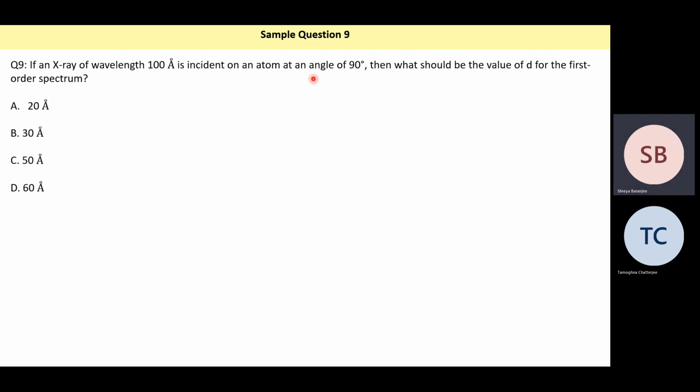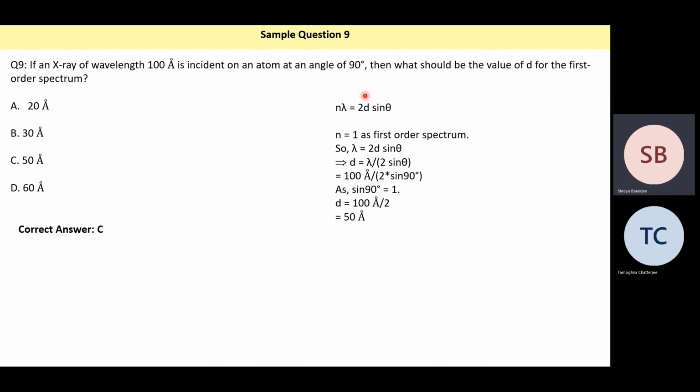The next is a mathematical question. So if an X-ray of wavelength 100 angstrom is incident on an atom at an angle of 90 degree, then what should be the d for the first order spectrum? So you can apply Bragg's law to this. 50 angstrom. Yeah, you are right.